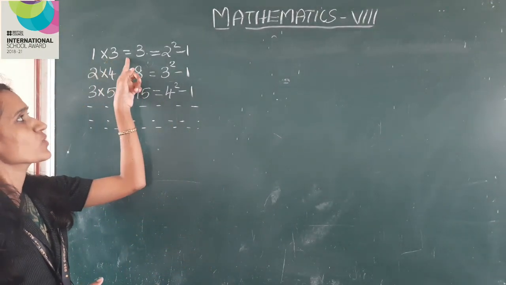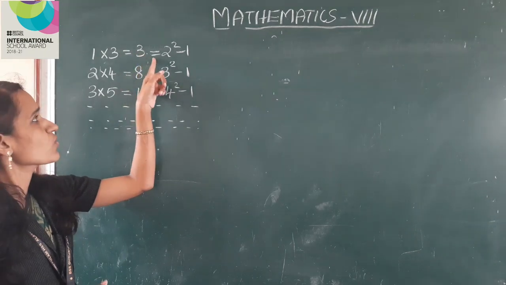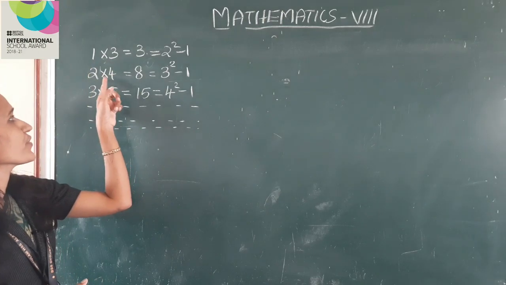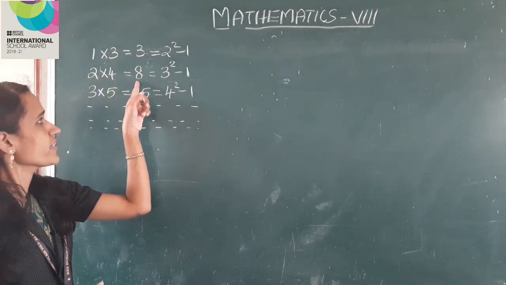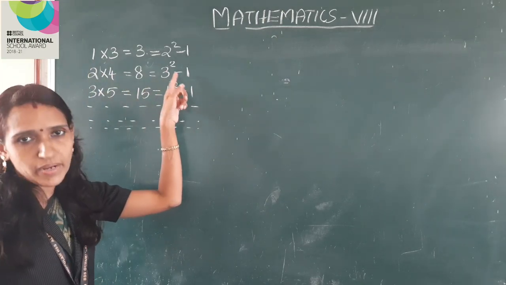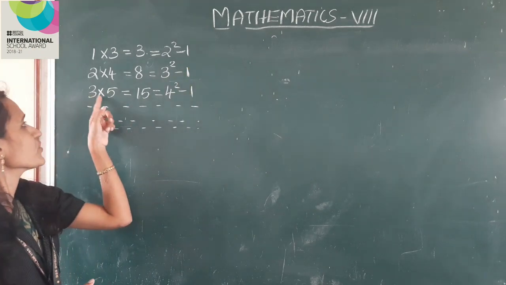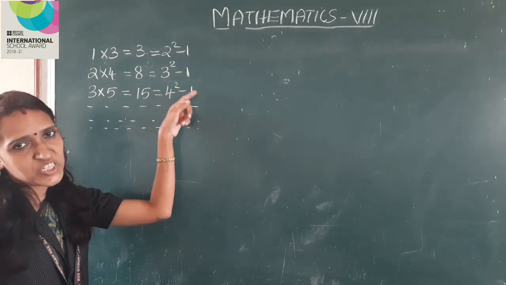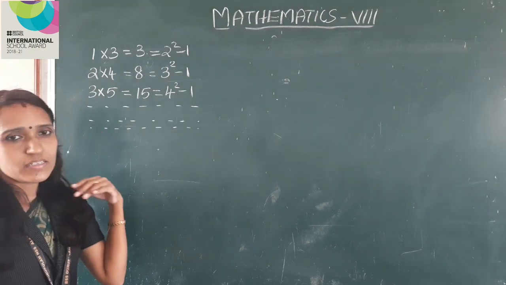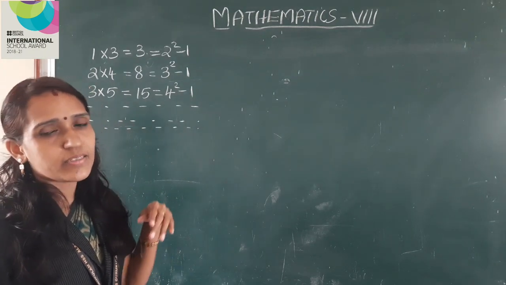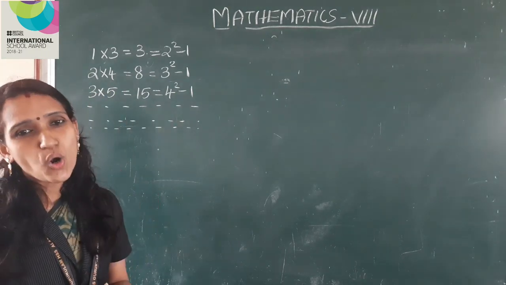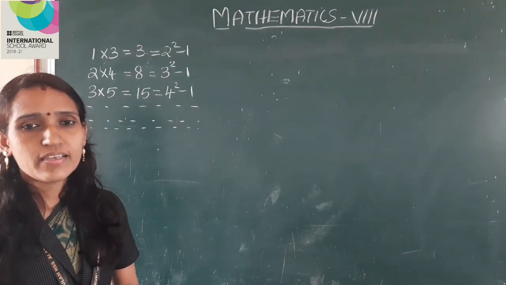Next, look at this pattern. 1 into 3 equal to 3 equal to 2 square minus 1. 2 into 4 equal to 8 equal to 3 square minus 1. 3 into 5 equal to 15 equal to 4 square minus 1, and so on. That is continuing like this. Now, let's see using algebra.